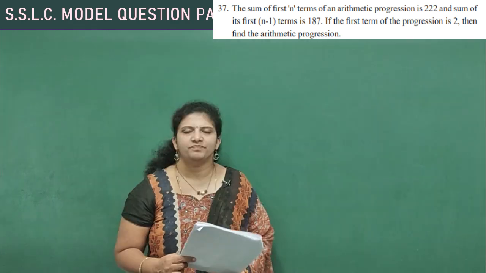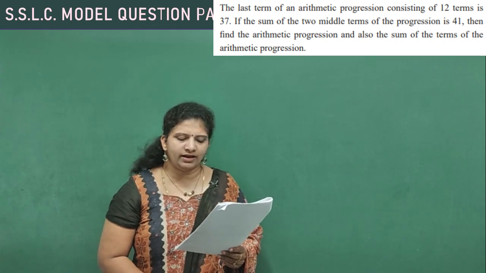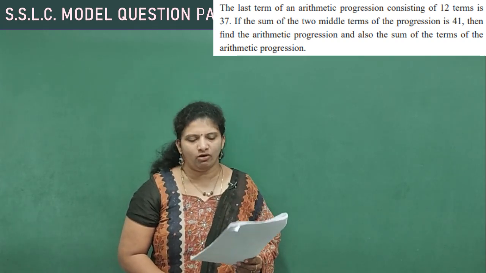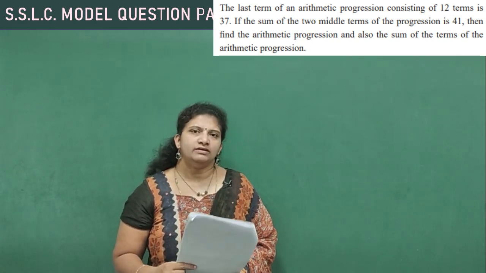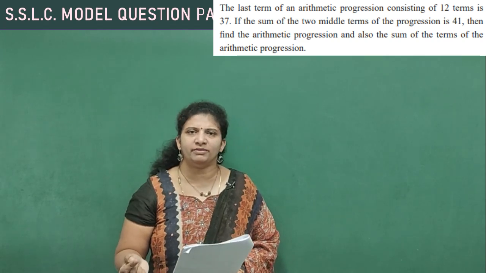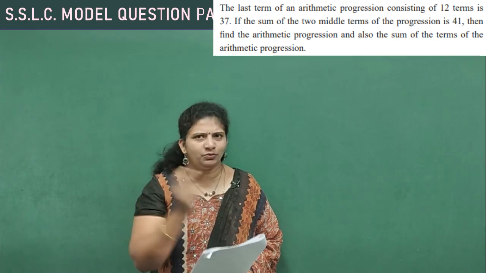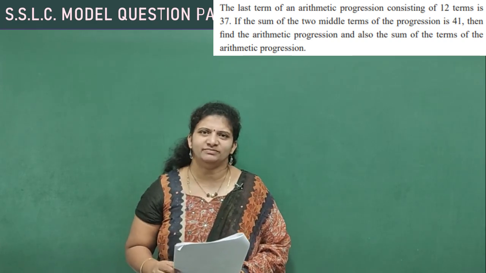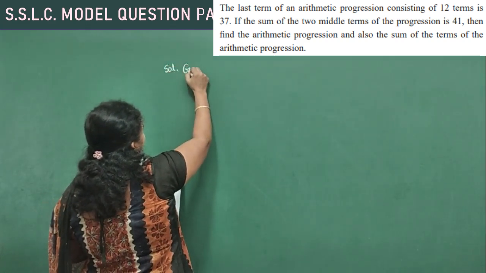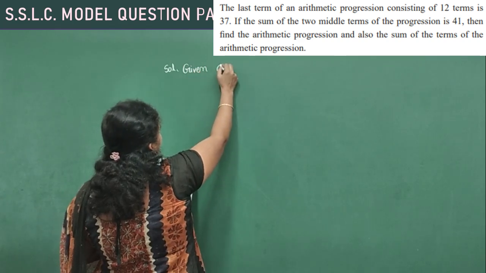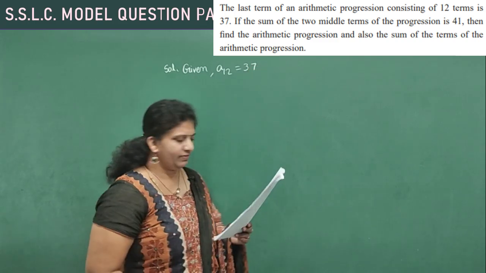D is 3. If you know a and d, you can write arithmetic progression. Yes, is this clear? In this we have one more question. The last term of an arithmetic progression consisting of 12 terms is 37. What did you understand here? The last term of arithmetic progression consisting of 12 terms. If there are 12 terms, then what will be the last term? 12th term, right? So, given 12th term A12 is equal to 37.